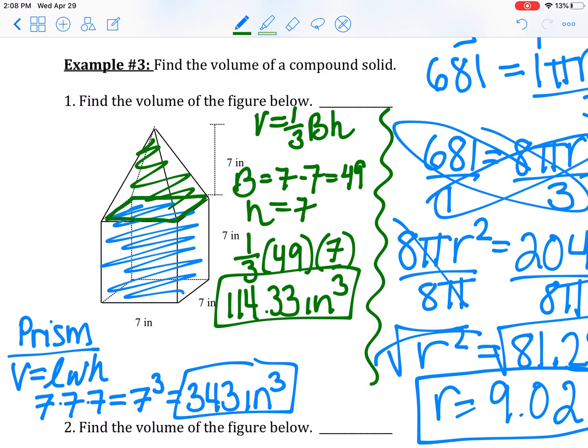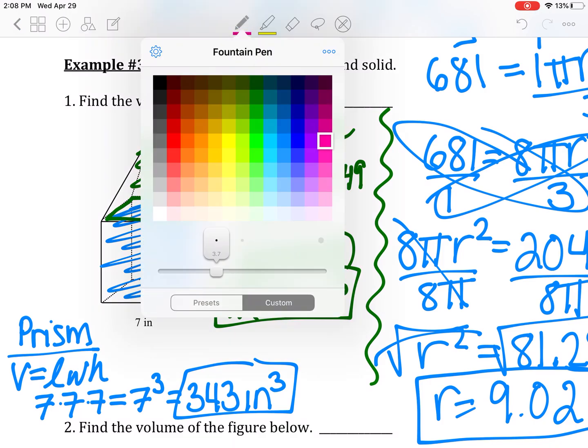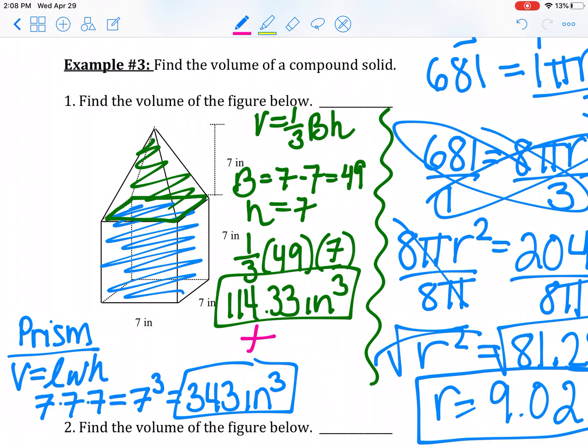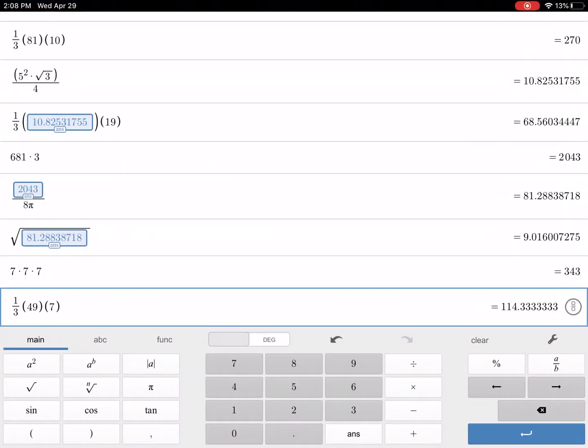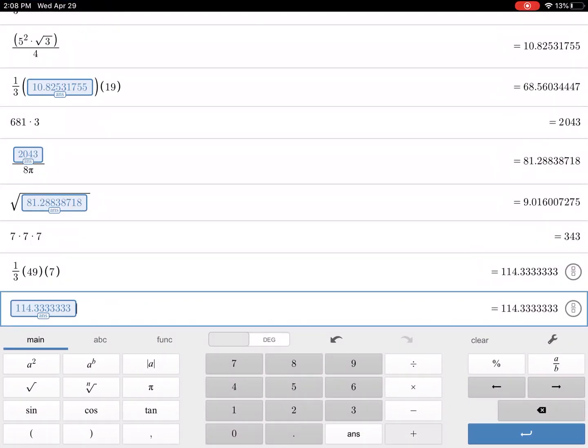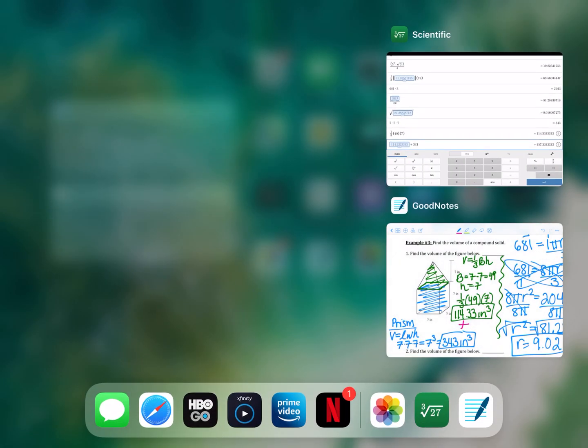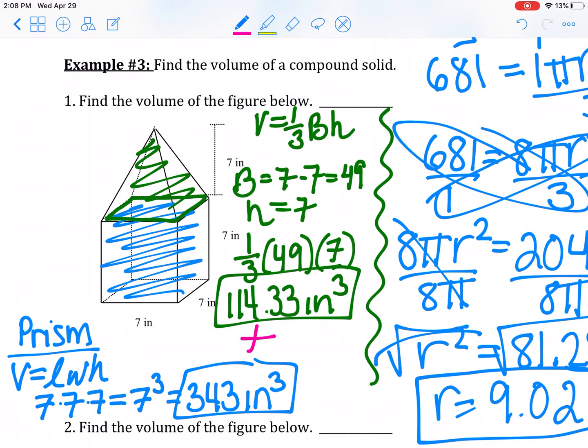Now to find the whole thing, we just add them together. Let's go back, take our answer, and add our 343. We get 457.33 inches cubed.